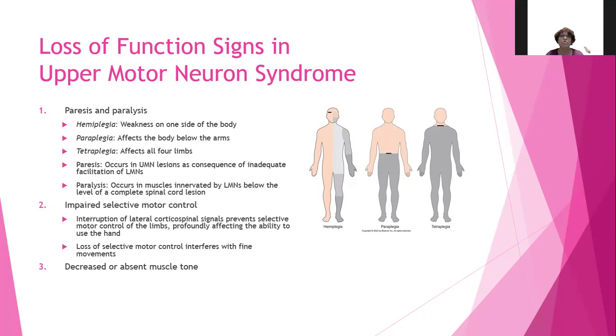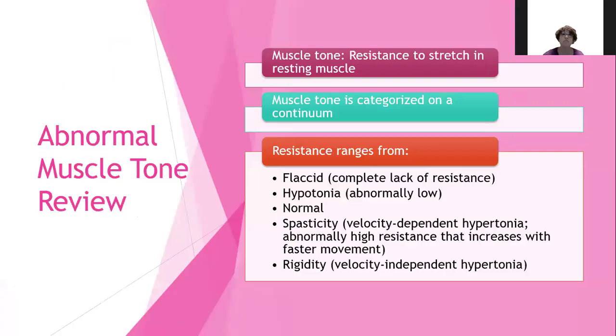So we said the lateral corticospinal tract provides selective motor control of the limbs. Well, interruption of those signals prevents that, and it profoundly affects the ability to use the hand. And loss of selective motor control interferes with fine movements. Decreased or absent muscle tone can happen in the early stages of upper motor neuron issues. We'll talk about that in a minute.